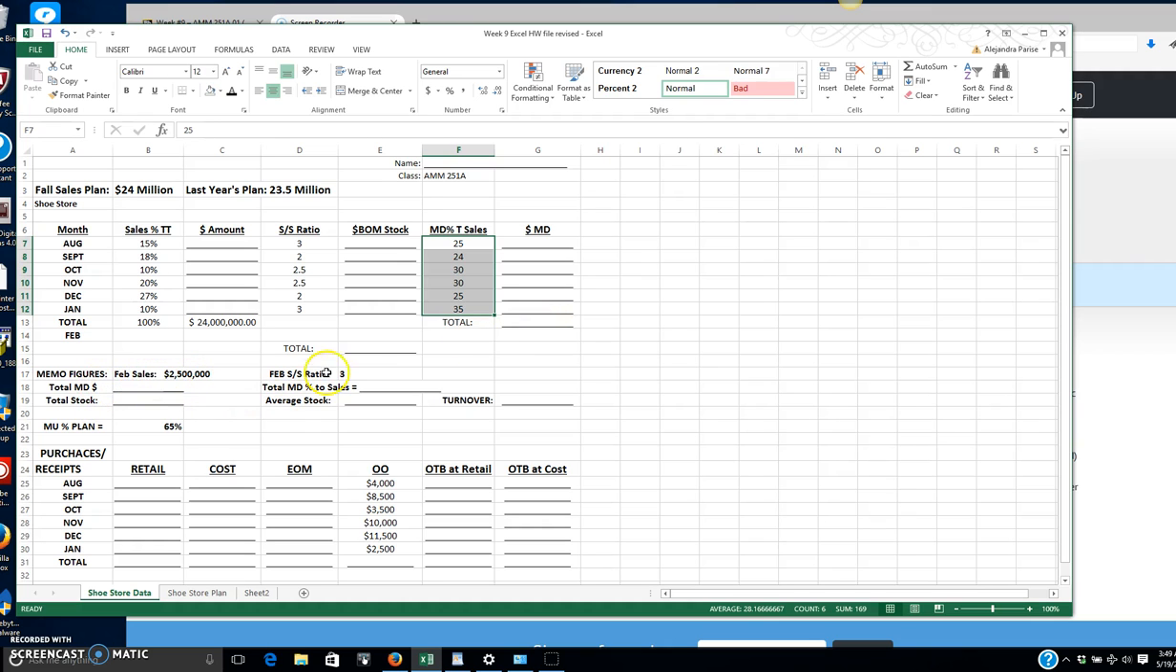You have memo figures for February, which is the first month of the next season. This is your hint that you need to use this to determine end of month stock for the last month of the season, which would be January. So your EOMs go here.